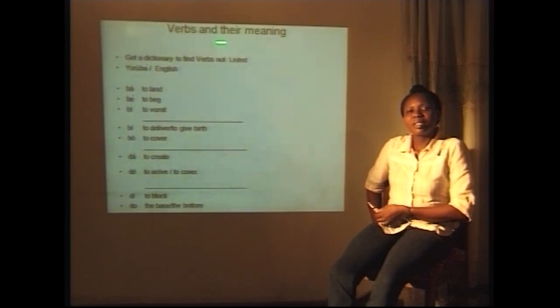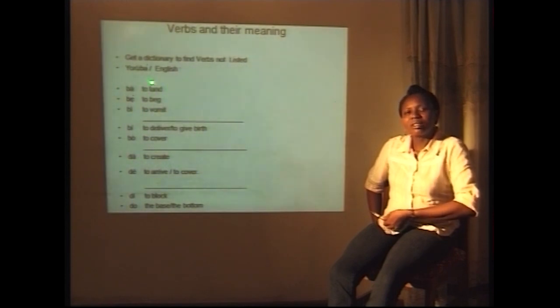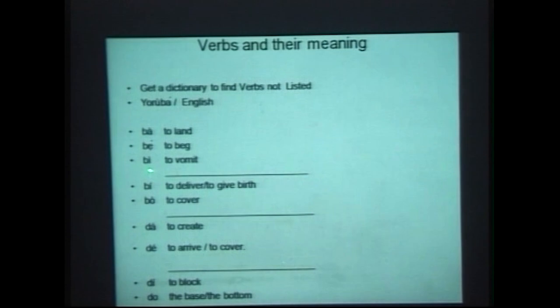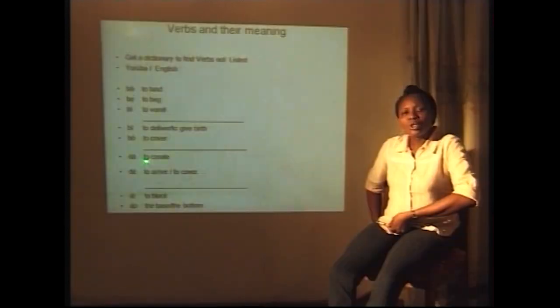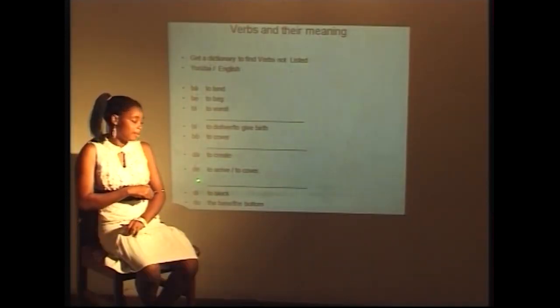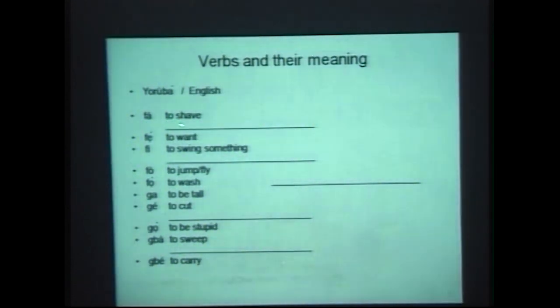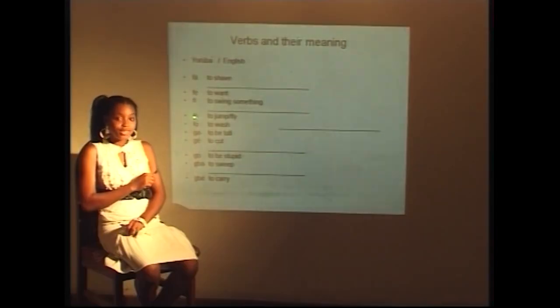Verbs and their meaning. Get a dictionary to find verbs not listed. Yoruba and English. Ba, to land. Be, to beg. Bi, to vomit. Bi, to deliver or to give birth. Bo, to cover. Da, to create. De, to arrive. Di, to block. Fa, to shave. Fe, to want. Fi, to swing something.